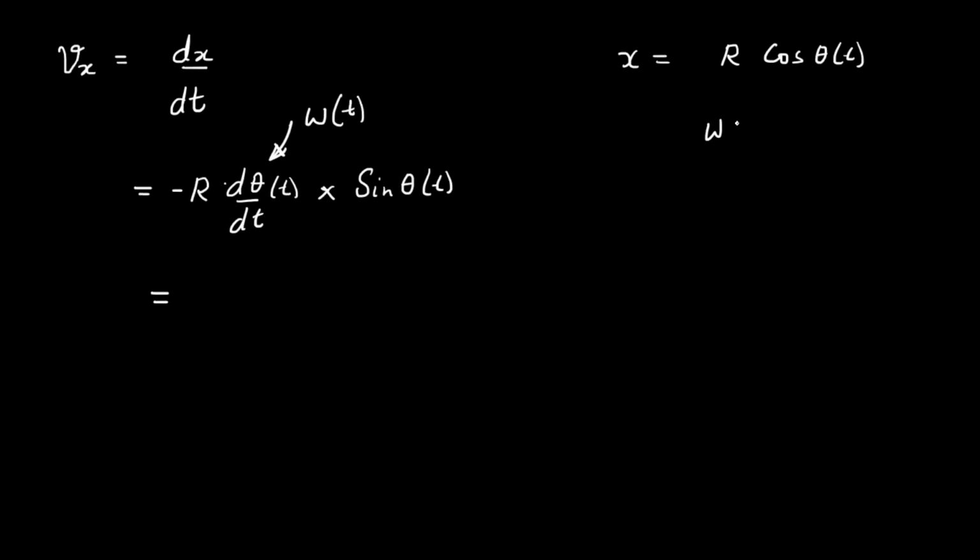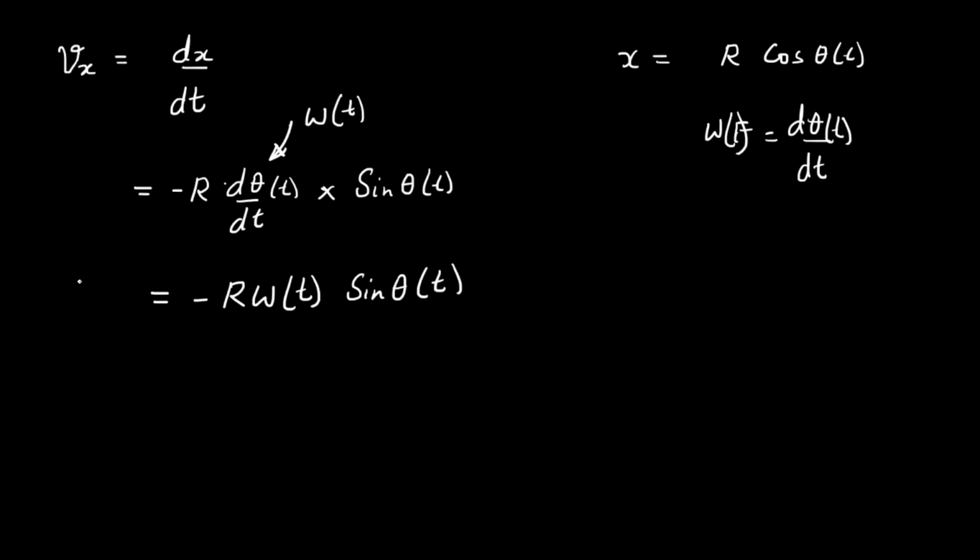And this is being called omega at that instant. I'm just writing it here. Omega is equal to d theta by dt at that instant t. Okay, now this helps us to write this as minus r omega at that instant into sine theta at that instant. So this is your Vx, and therefore what is Vy? Same thing. I'm not going to repeat. It's a tutorial. You can pause and work it out on your own. I think it's r omega cos theta at that instant.